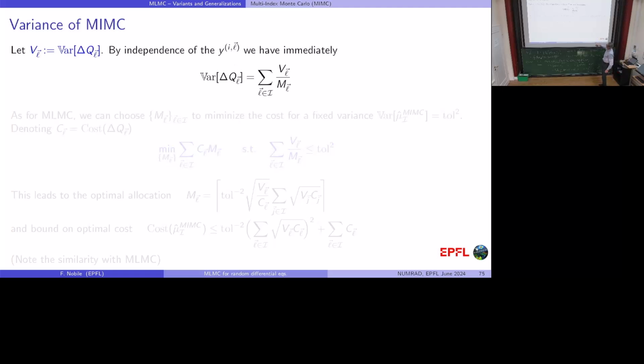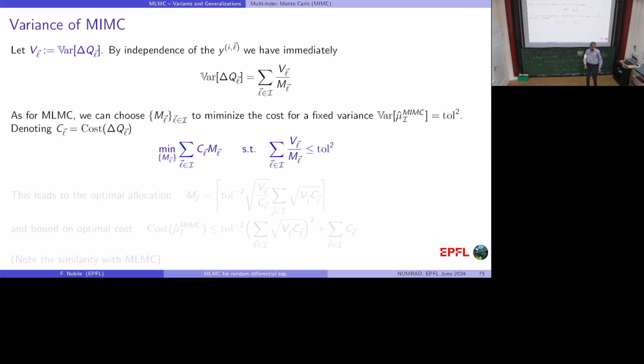So there's another typo. That's the variance of the estimator, not just the delta. The variance of the estimator will be the sum over all the levels, or all the multi-indices that I have retained, of the variance of the corresponding Monte Carlo estimator, which is the variance of this delta, divided by the sample size that I use on that level. Okay? And then you can work out, once again, the optimization.